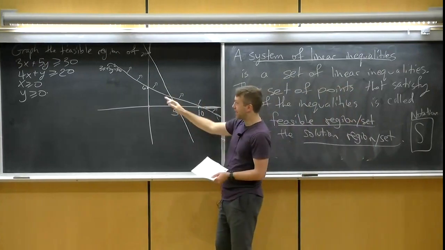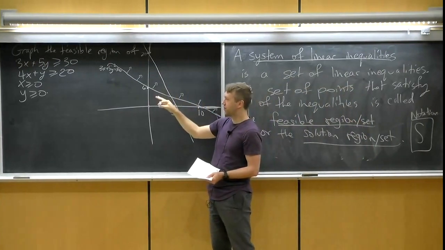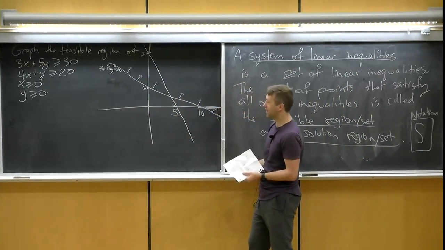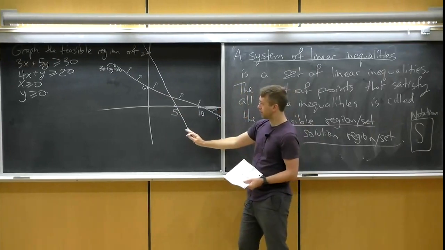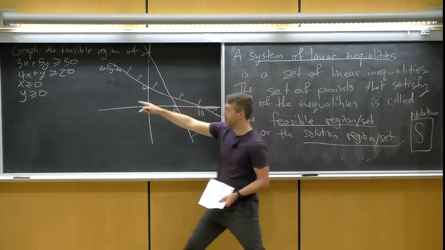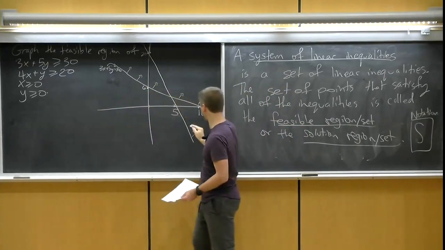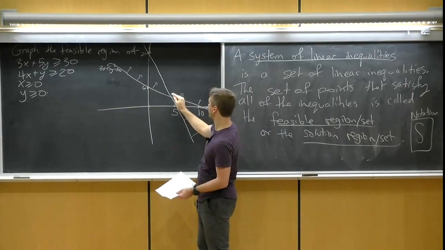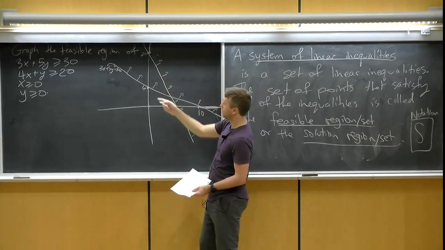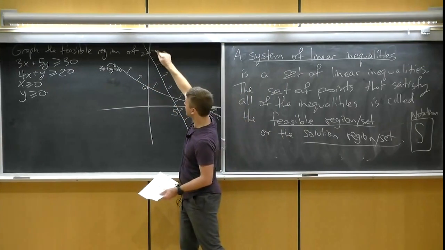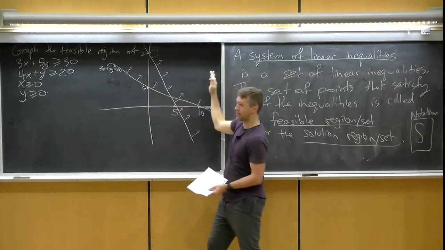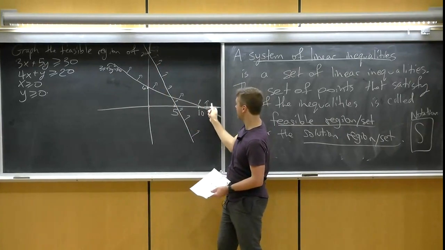I'm not going to shade it yet, though, because we have to satisfy all the inequalities, so you have to be a bit careful. For this one, I'm also going to shade above the line because 0 is not bigger than 20. So I shade this way. For x at least 0, that's this line, and I'm shading everything with x bigger than 0. And here I'm shading above.